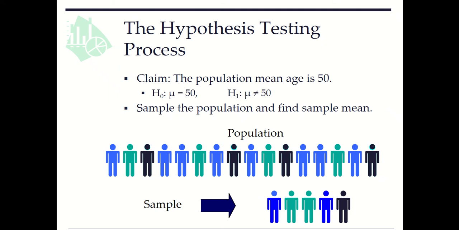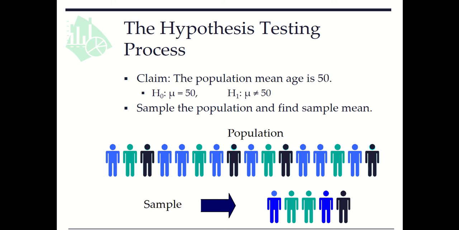In this video clip, we learn the hypothesis testing process. There is a claim: the population mean age is 50. Then we have H0: mu equals 50, and H1: mu is not equal to 50.